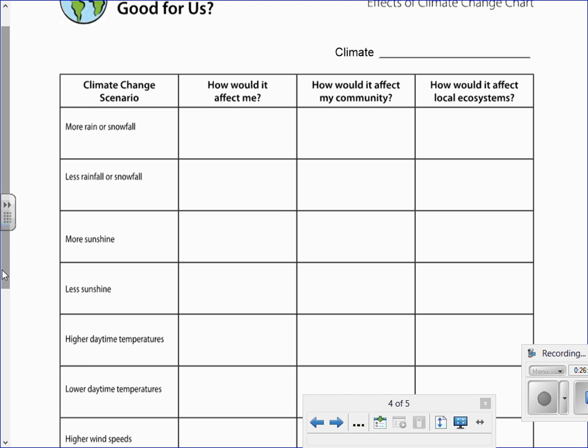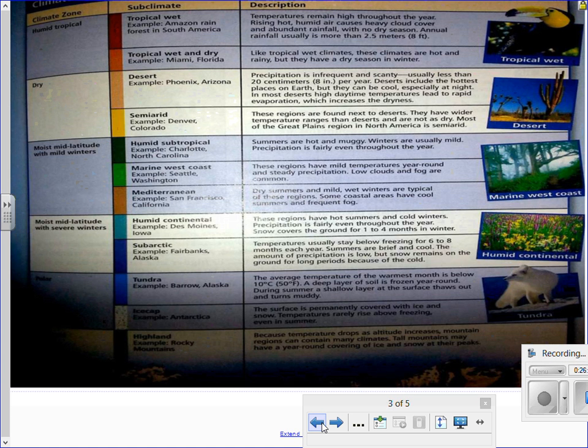Now, looking back at page 127, what is our climate for North Carolina? Because this is where we are. When you find it, raise your hand. Okay. Marine West Coast. This is our climate, and you can see that because of here. Got it? We have summers that are hot and muggy. We have winters that are usually mild. Precipitation is fairly even throughout the year. Is that us? Yes, that's us.